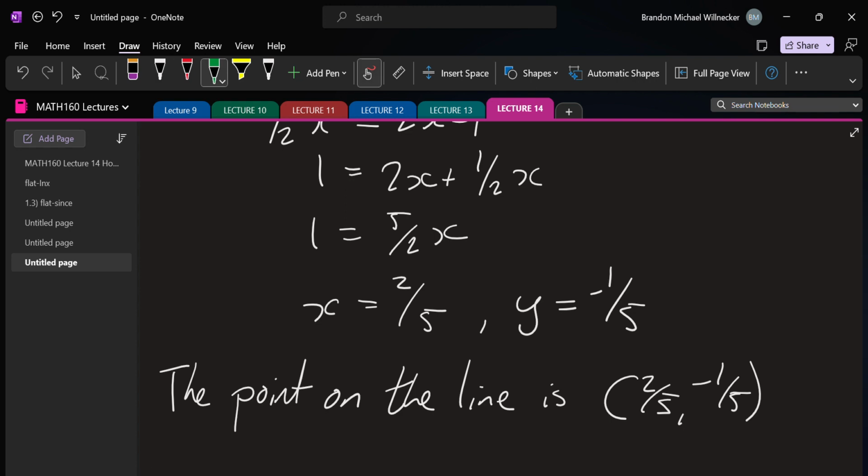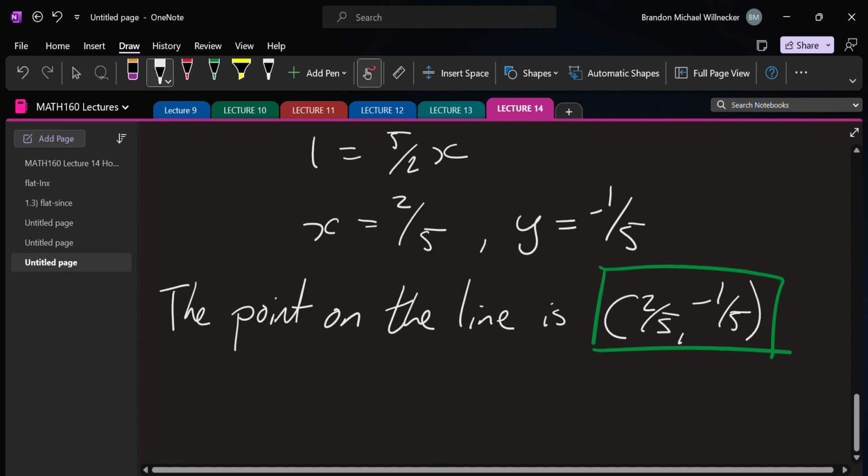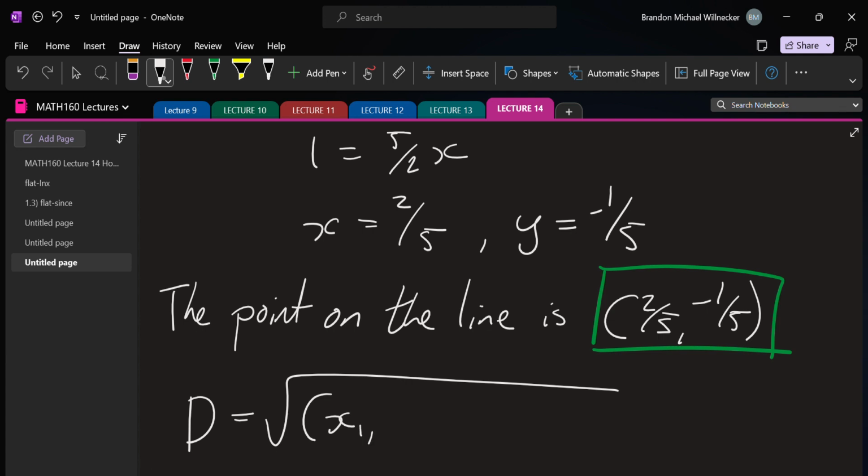And this was that green point. So we found the red point. This was the green point. So we can put that in a green box there. Okay, we've got the red point, we've got the green point. Now we just want to find the distance between the two. That's just the distance formula.